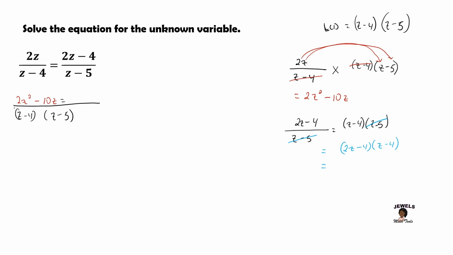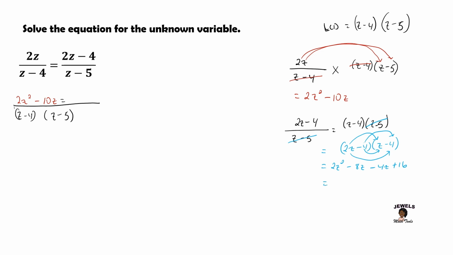So remember that 2z will be multiplied to z, which will equal 2z squared. 2z will then be multiplied to negative 4, which will equal, 2 times negative 4 is negative 8z, and negative 4 will be multiplied to z, which will be negative 4z, and negative 4 will be multiplied to negative 4, which will equal a positive 16.